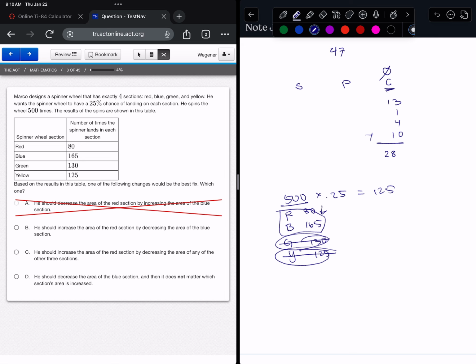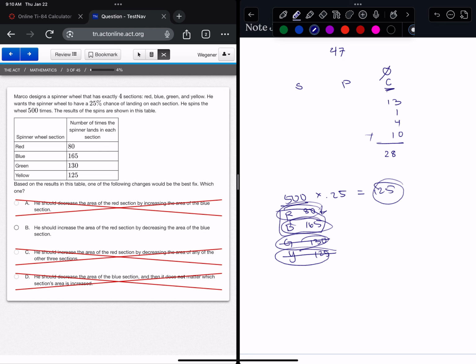He should increase the area of the red section by decreasing the area of any other. No, if I did decrease the green or the yellow, then I have an issue. And the blue is really over-representative of the whole spinner, so I really want to get rid of that. He should decrease the area of the blue, then it does not matter which section is decreased. Well, it does, because the red is the least representative at 80, and I should probably get 125. So by process of elimination, my answer is B.